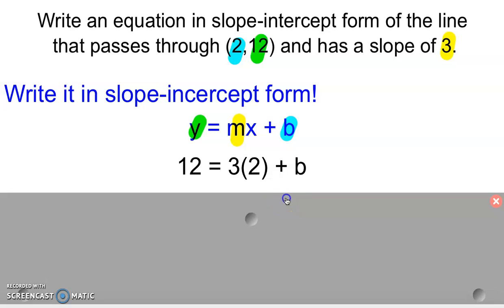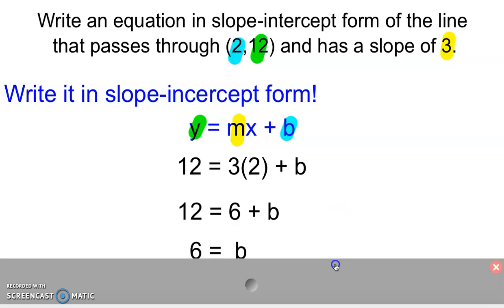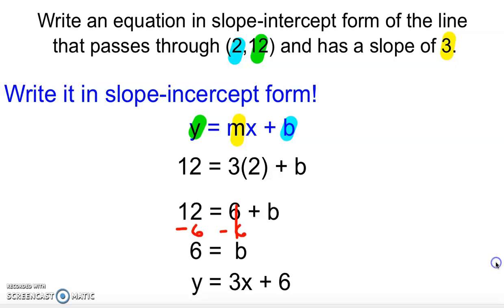3 times 2 is 6. And then in order to figure out what my b is, I'm going to have to subtract 6 from both sides. So when I subtract 6 from both sides, I am going to get 6, because 12 minus 6 is 6. And my b is 6. And then I fill it back into my equation, and I get y equals 3x plus 6. So my slope was 3, which is the yellow part that's right here. That just goes down there. And I figured out my b at 6.